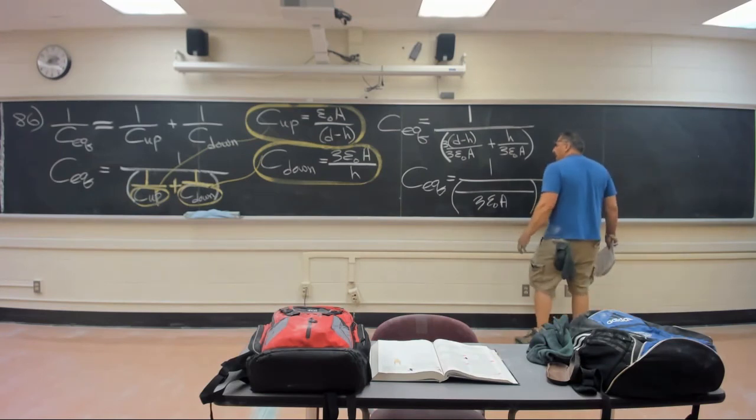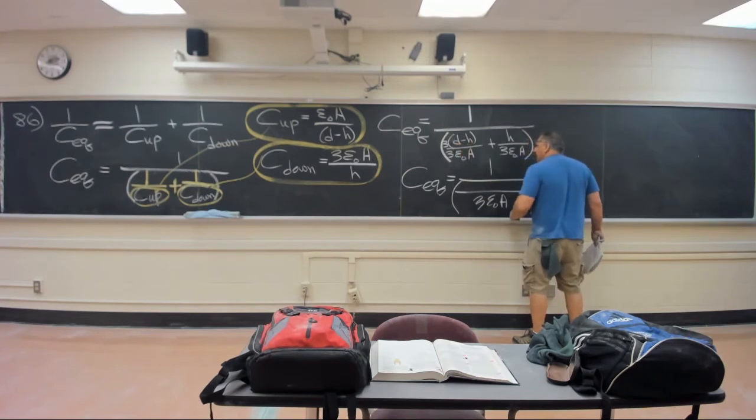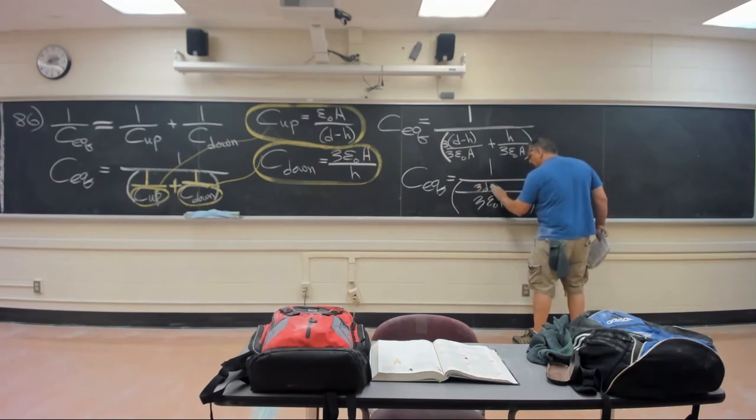Let's see what we got. 3 times D is 3D. 3 times H is 3H. 3 times the quantity D minus H is 3D minus 3H plus 1H, which is 3D plus a negative 2H, or minus 2H.